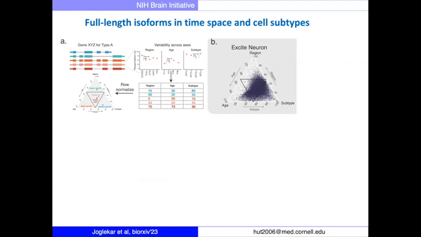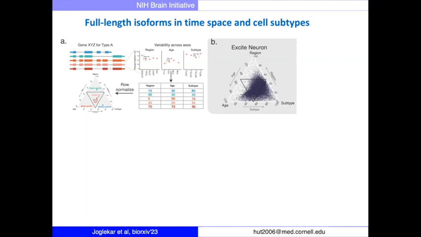Now, what we do is we represent the isoform variation in terms of expression across 3 different axes. So here we fix excitatory neurons. Now we can have variation for excitatory neurons between 2 brain regions, between 2 subtypes of excitatory neurons, and between excitatory neurons of different ages. And so here every dot is an isoform, and we simply symbolize the variation pattern of these isoforms.